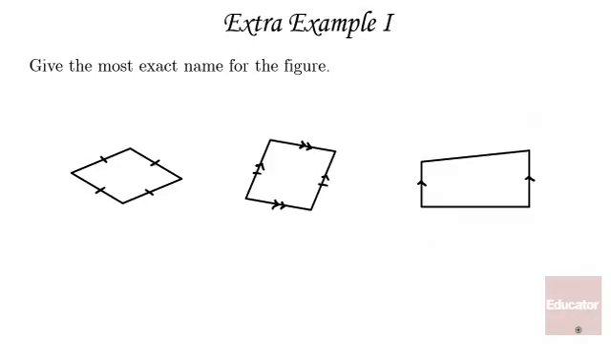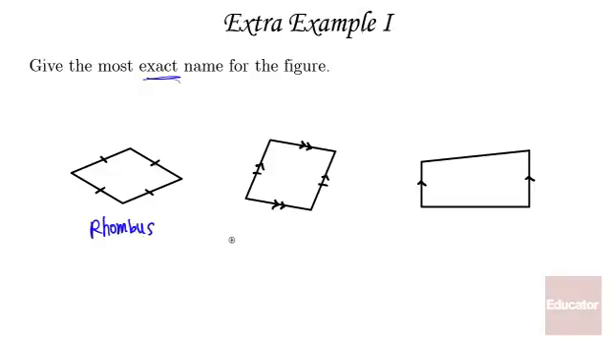So let's do our examples. Give the most exact name for the figure. Here we have 4 congruent sides. Now, what has 4 congruent sides? We know that a square has 4 congruent sides, but then again, a square also has to have 4 right angles. So this can be a rhombus. This can also be a parallelogram, right? But a more exact name would be rhombus.